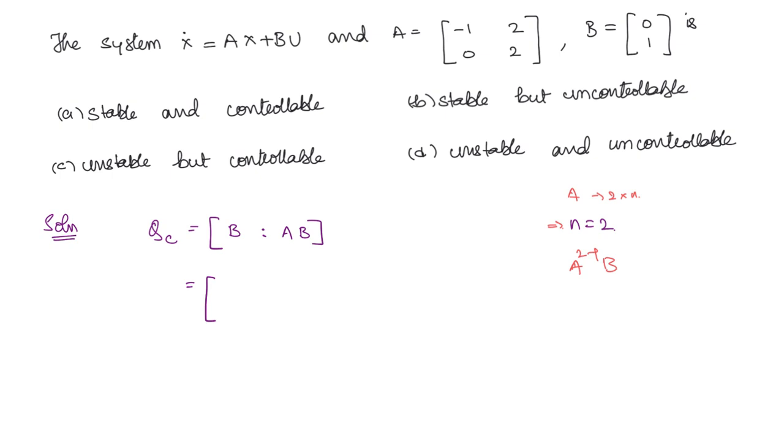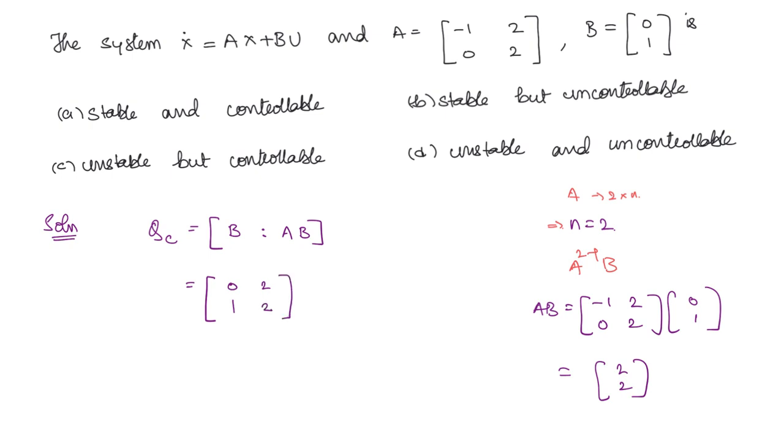Now we can substitute. The B matrix is [0; 1], and AB, multiplying both of them, [-1 2; 0 2] into [0; 1], is going to be [2; 2]. So what is the determinant of QC here? It is -2, which is not 0. So this is a controllable system. This is about controllability.